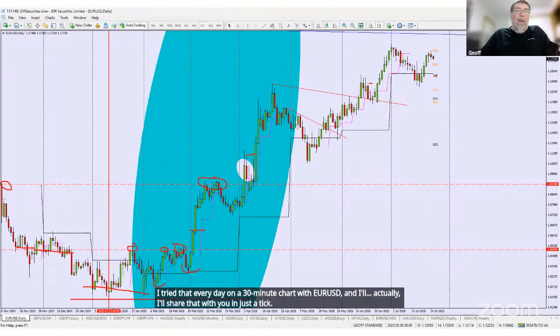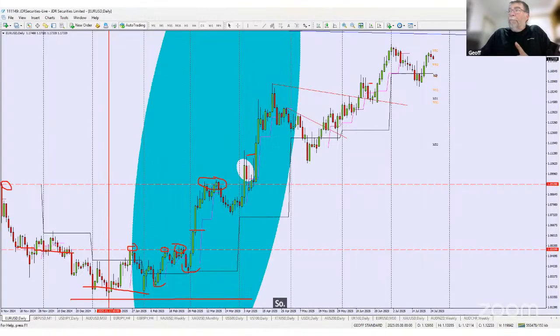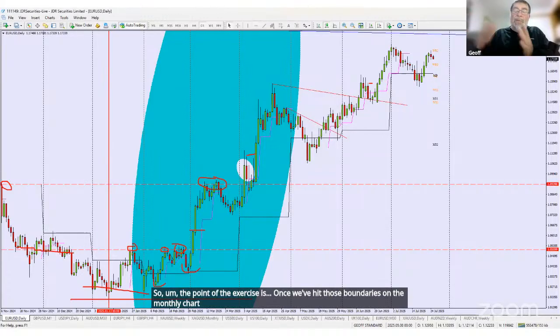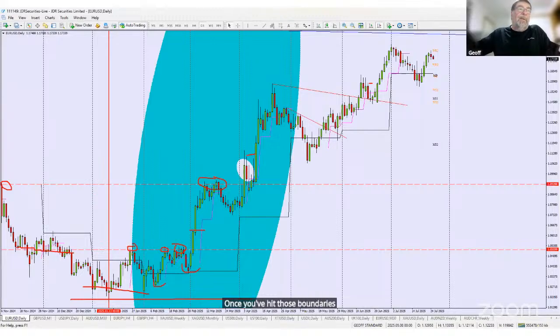So the point of the exercise is once we've hit those boundaries on the monthly chart or weekly chart, if you like, or you can transfer it to whatever chart you like, but the monthly is really, really strong, weekly strong, daily strong if you're trading intraday as well. Once you've hit those boundaries, switch down a couple of time frames, and then you'll find where your trades will be.